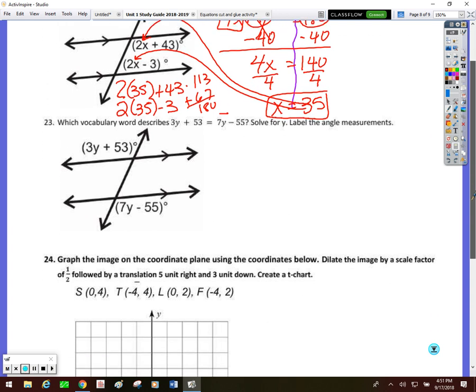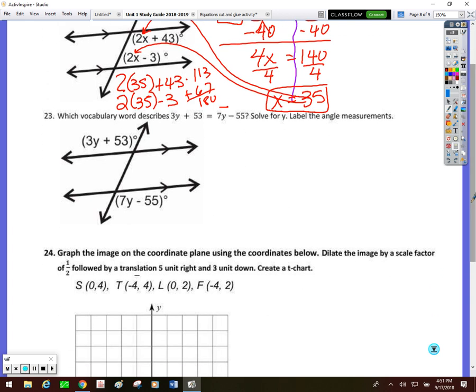What vocabulary word describes these two? Well, they are both obtuse angles, so we know it can't be supplementary. And plus, if you look right here, the equal sign is between these two. So this is telling me that these are congruent angles. So it can only be AIA, which is alternate exterior, alternate interior, corresponding, or vertical. Well, they're not on the same side of the intersection, so they can't be corresponding. They're at two different intersections.